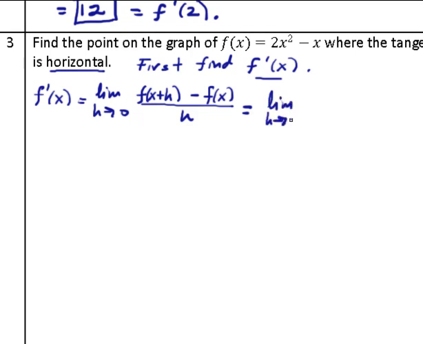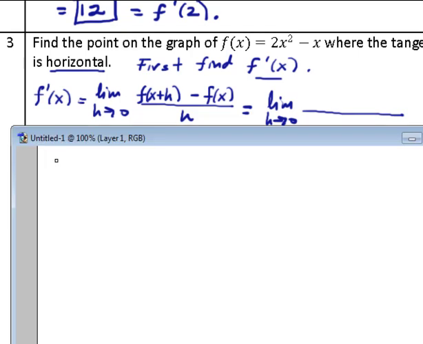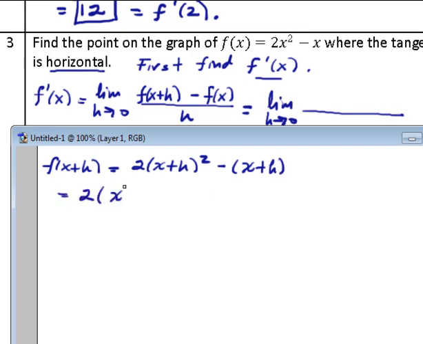All right, so let's first figure out f of x plus h. Okay, maybe we'll do that on the side. Okay, f of x plus h, that's equal to, using this function, 2 times x plus h squared minus x plus h. Okay, so that's 2x squared plus 2hx plus h squared minus x plus h.